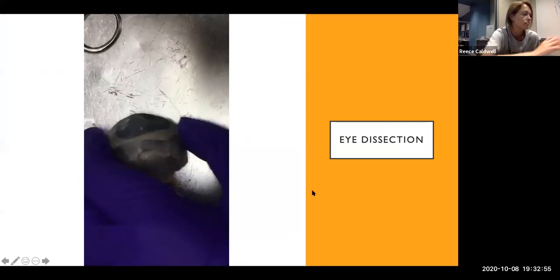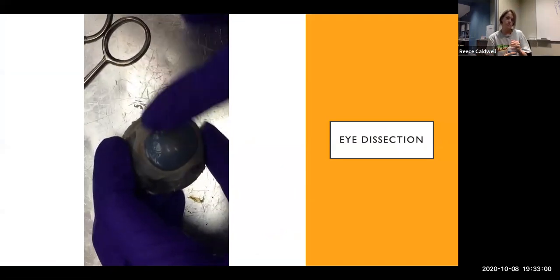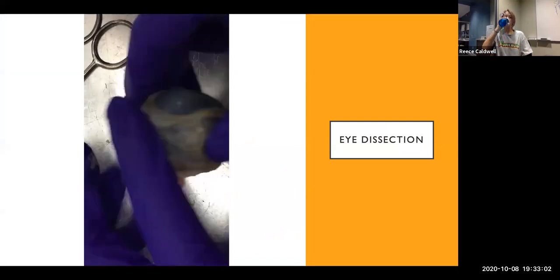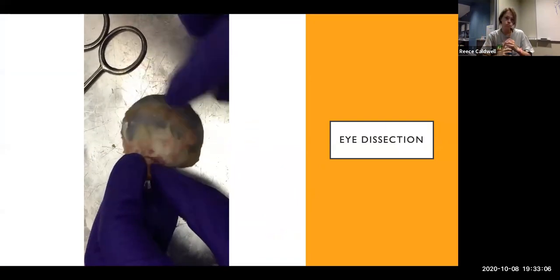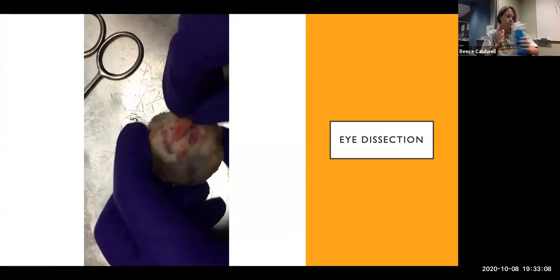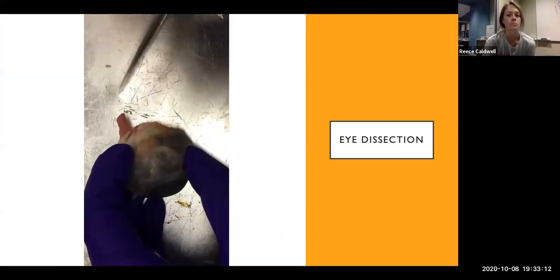All right, so this is our eyeball. This is the anterior portion, right, with the cornea on the front. The sclera is the white part of the eyeball. I've removed all of the fat and the muscles here, and you can see the optic nerve on the back. So I'm gonna cut this guy open.